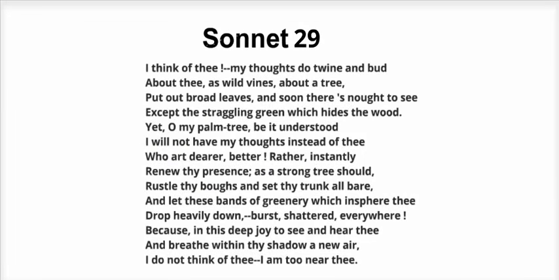But now let's move to the poem itself and the literal meaning. If we look at these first four lines: "I think of thee! My thoughts do twine and bud about thee, as wild vines about a tree, put out broad leaves, and soon there's naught to see, except the straggling green which hides the wood." Basically, we can say this is Elizabeth Barrett Browning. Often in a poem you cannot assume that the poet is using their own voice, but we know this is because we know they were written about her future husband.